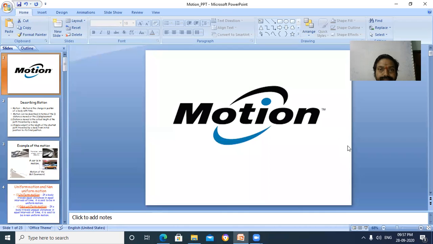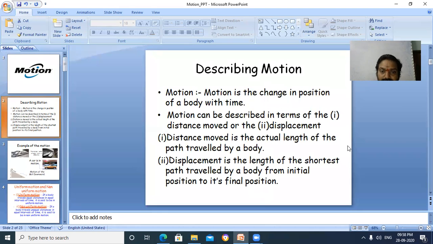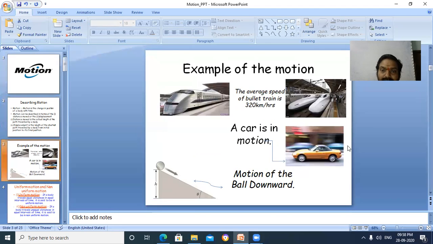Hi students, today we are going to see the chapter Motion of class 9 CBSE. So let us quickly see what are the areas that we are going to cover. With this presentation, we start with motion, and we describe motion: what is distance, what is displacement and all. Then we cover some examples of motion.